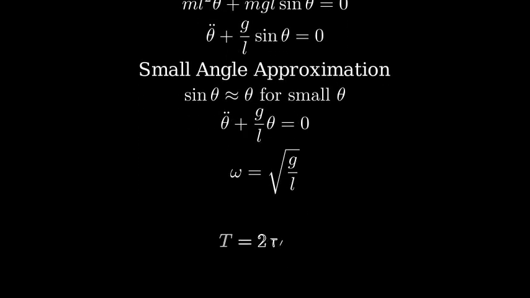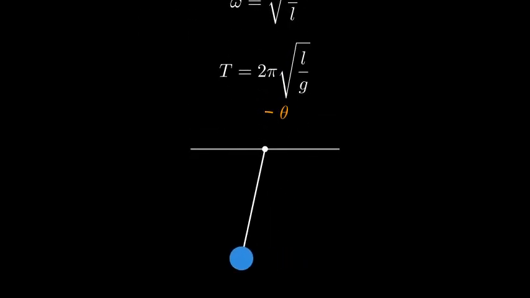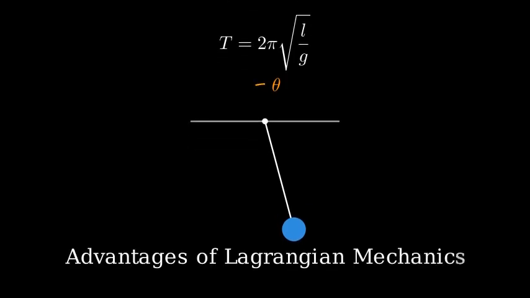This is the equation for simple harmonic motion with angular frequency omega equals the square root of g over L. The period of the oscillation is T equals 2 pi times the square root of L over g. Let's see this in action with our pendulum. If we release it from a small angle, it will oscillate back and forth with a period given by this formula.